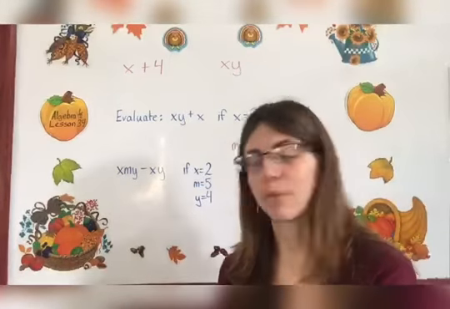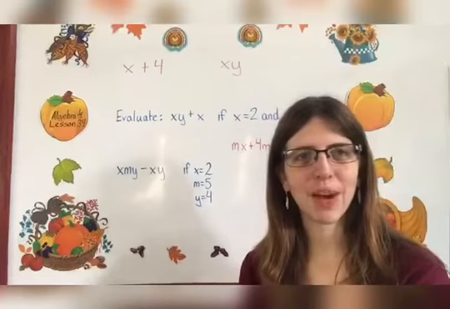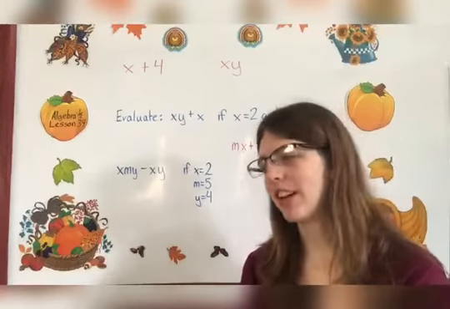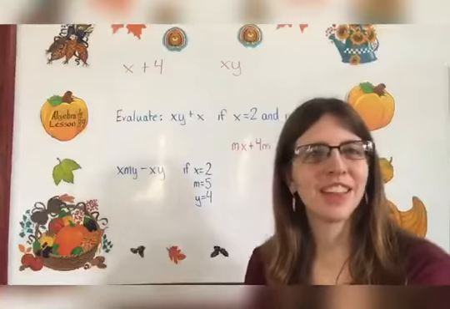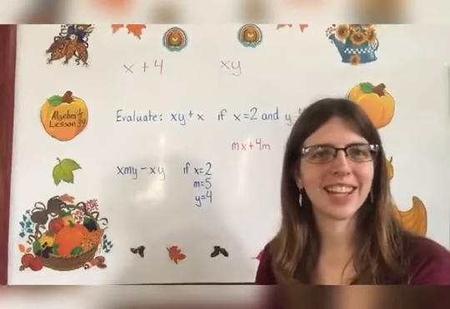This lesson starts on page 99 of your Algebra 1/2 book. We're talking about variables and evaluation. This is a very simple lesson, so it won't take us long to get through.